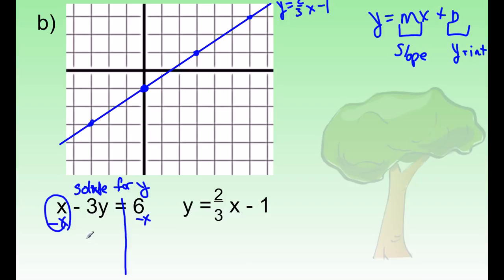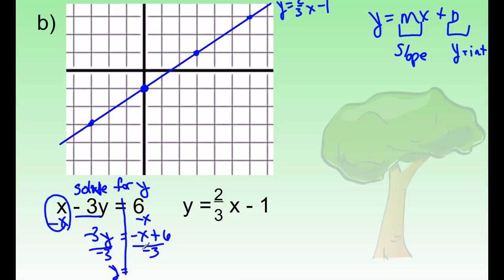The big mistake I usually see here is people add x because they read this as y minus x. They read the paper going this way, and that's not true. It's not y minus x. This is a positive x, and it's a -3y. So I have minus x on both sides. -3y equals -x plus 6. Divide both sides by -3.